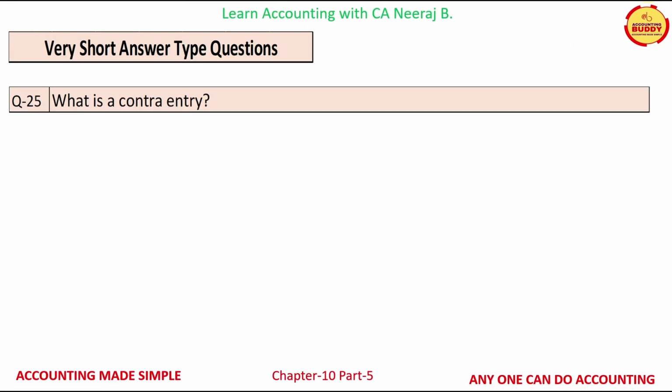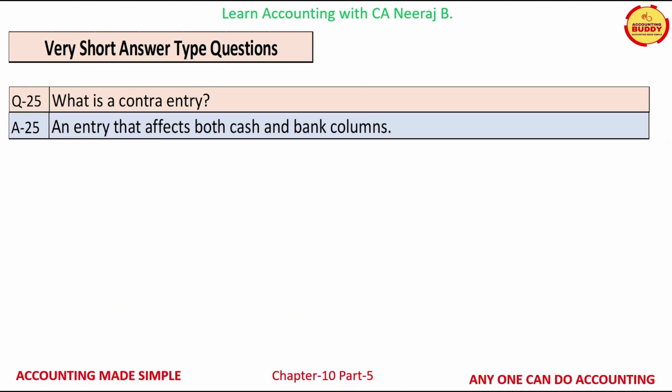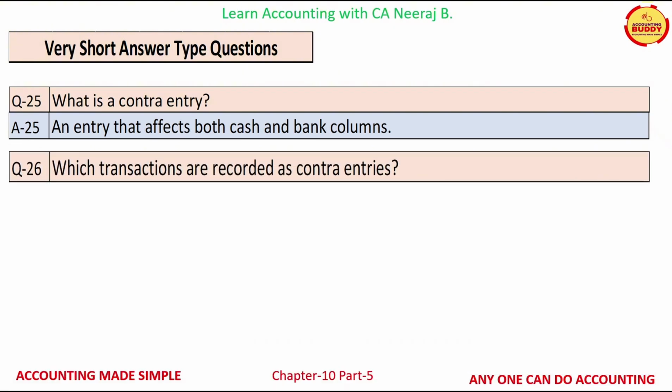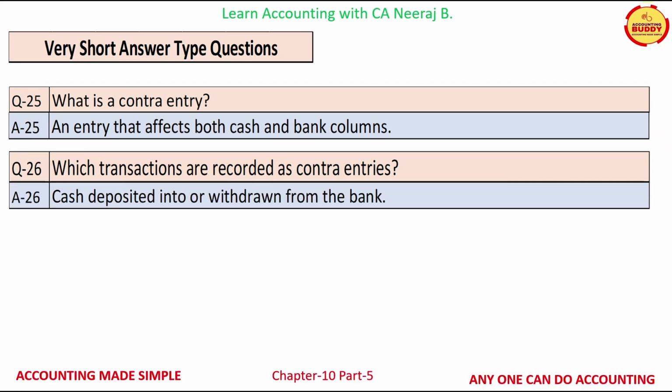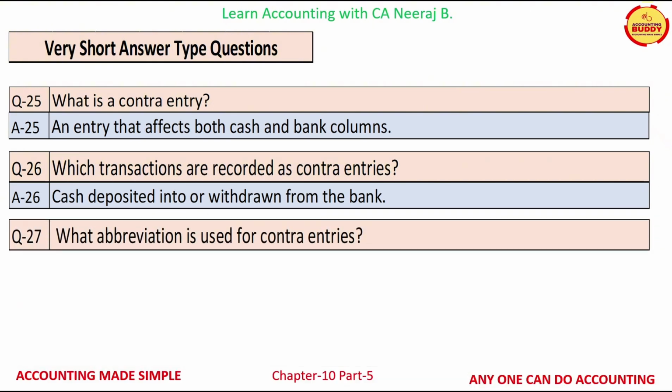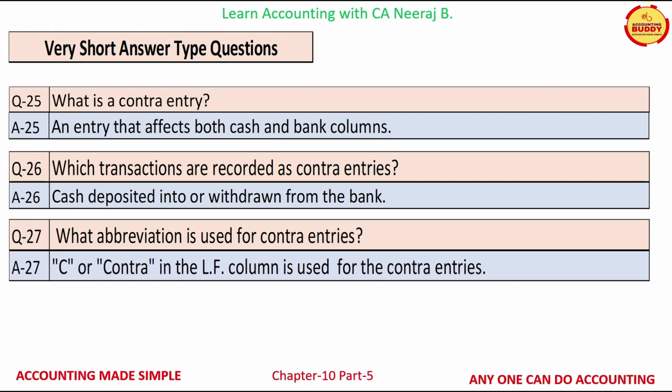Question number 25 is what is a contra entry? And the answer is an entry that affects both cash and bank columns is called the contra entry. Question number 26 is which transactions are recorded as contra entries? And the answer is cash deposited into the bank or withdrawn from the bank are recorded as contra entries. Question number 27, what abbreviation is used for contra entries? And the answer is the letter C or the word contra in the ledger folio column is used for contra entries.